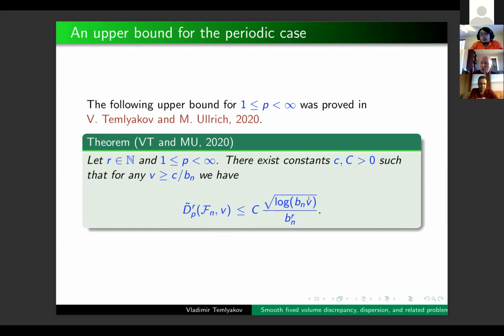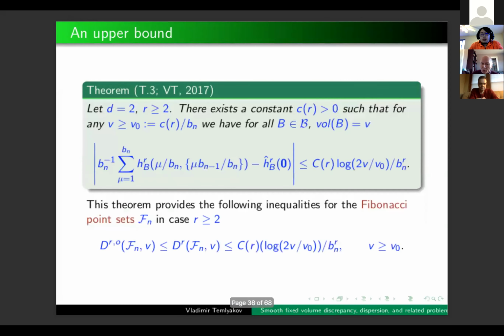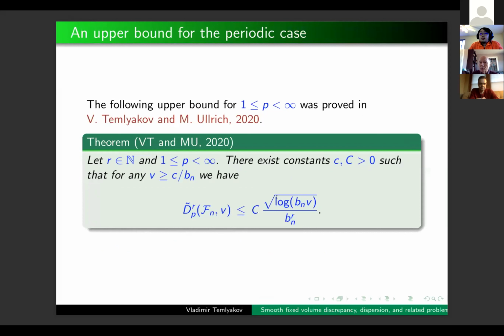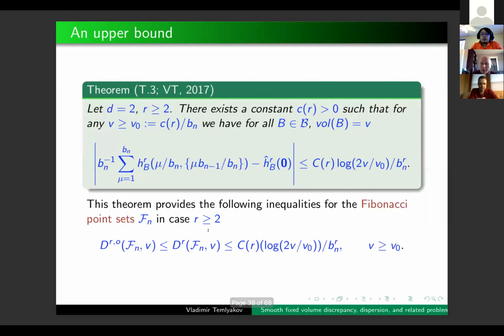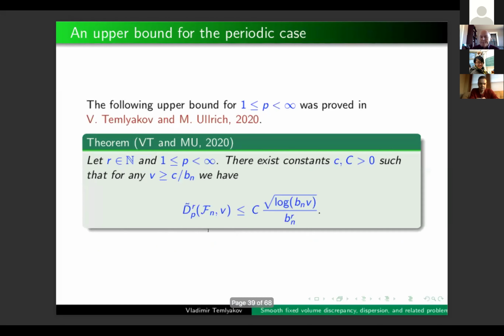So if V is close in a sense of order to 1 over Bn, then it is just a constant. But here, if it is not like that, it is square root. So it's better than in the previous one. In the previous one, the exponent was 1. And here, the exponent is 1/2. And this is for all p between 1 and infinity. Because this corresponds to p equals infinity, the previous one.